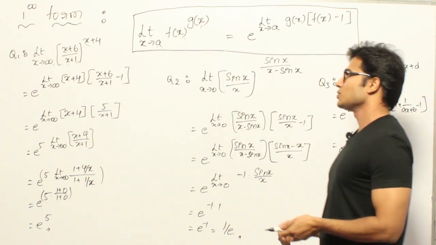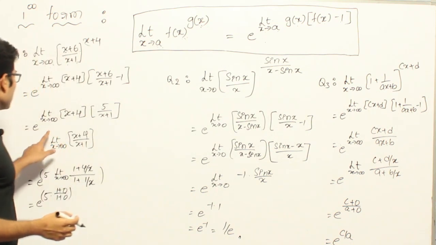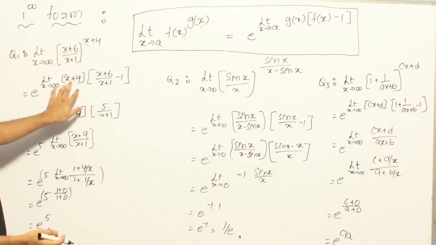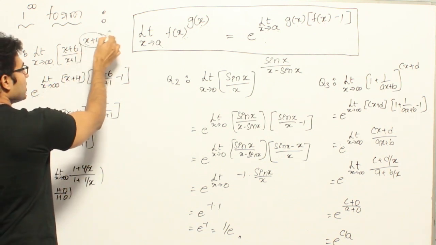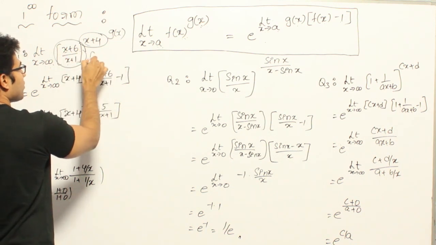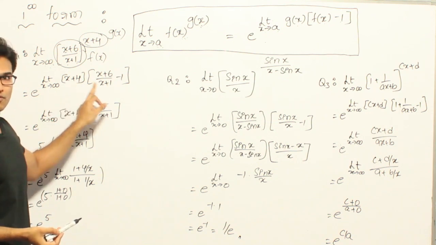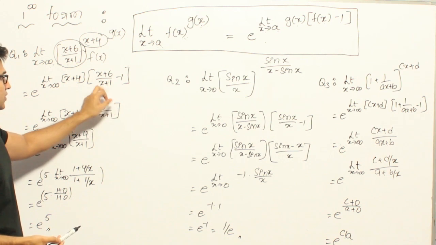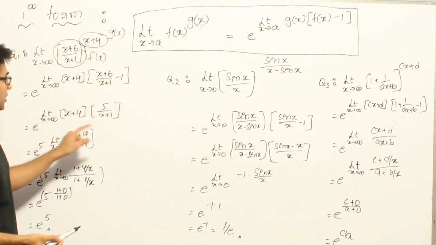So limit x tends to infinity is going to be e power limit x tends to infinity of g of x. So what is g of x in this case? x plus 4, right? This is going to be g of x and this is going to be f of x. So this is going to be g of x into f of x minus 1. So g of x into f of x minus 1 means you can just simplify it and you get 5 by x plus 1, right?